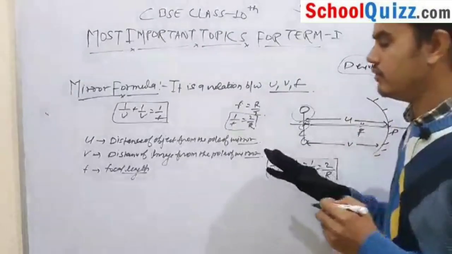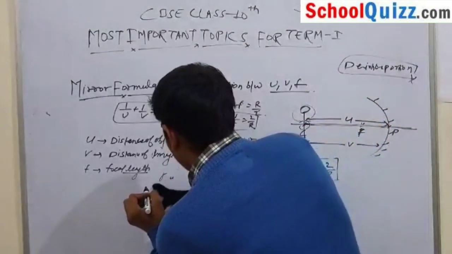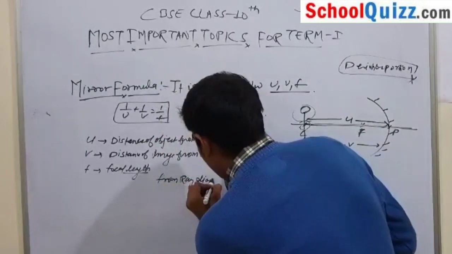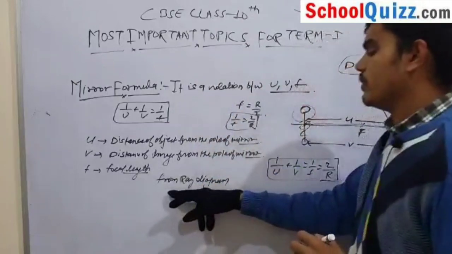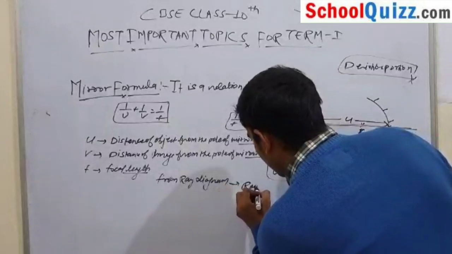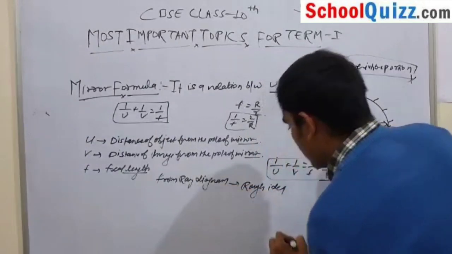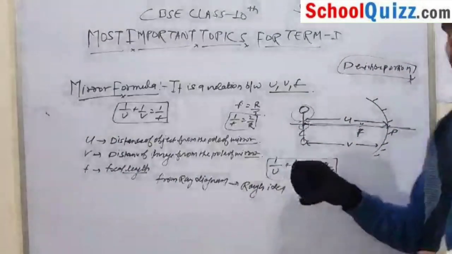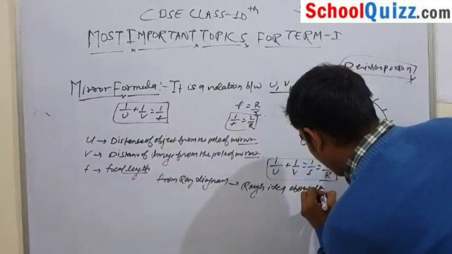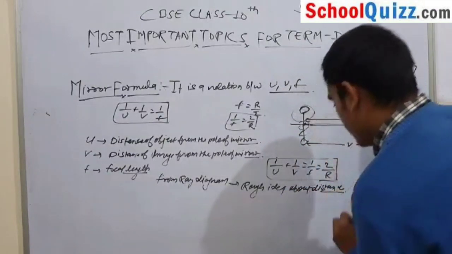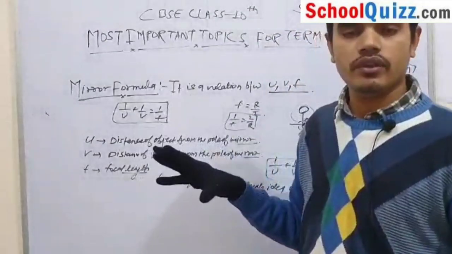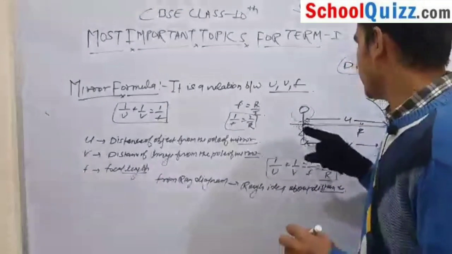From a ray diagram we only get a rough idea about the distance. But in the mirror formula we will get the actual length.